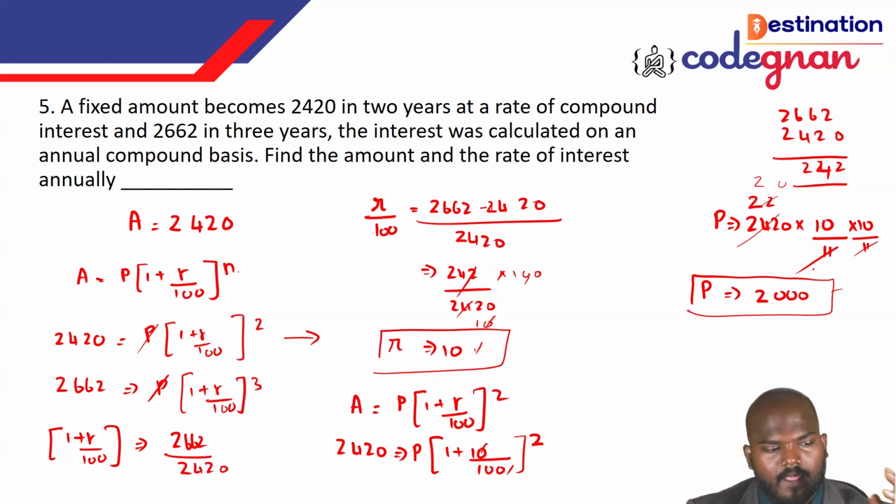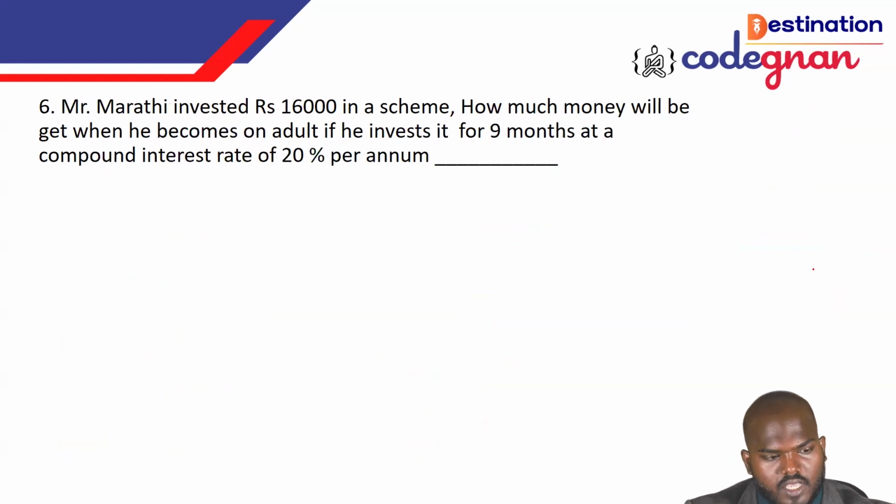Got it? Okay, going to the next question. They are saying that Miss Maruti invested 16,000 in a scheme. How much money will B get when he becomes an adult if he invested for 9 months at a compound interest rate of 20 percent per annum?